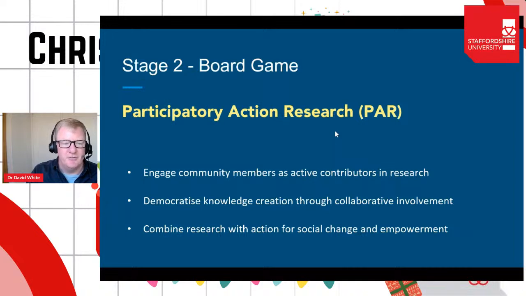And what this does is democratize knowledge creation. It takes the power away from the experts, and gives it to the people who it affects most. Effectively it combines research with action for social change and empowerment. Essentially, I recruited a group of people, and we became the researchers. So we all collected research.